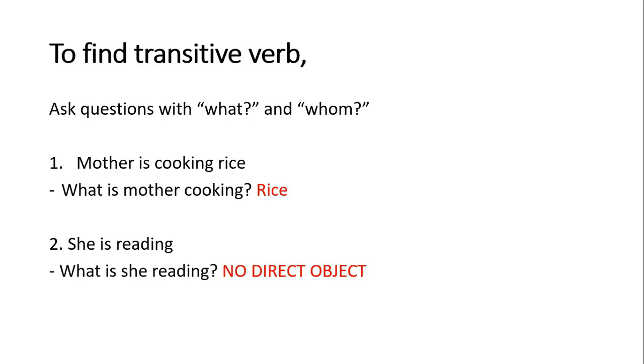Now let's move to the second example. She is reading. Let's ask a question. What is she reading? It doesn't make sense, right? There's no answer. That means there is no direct object and therefore reading is an intransitive verb.